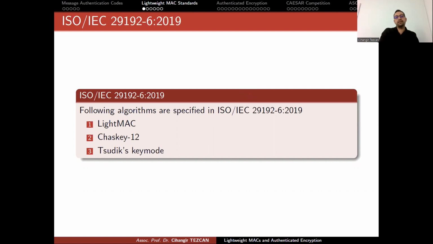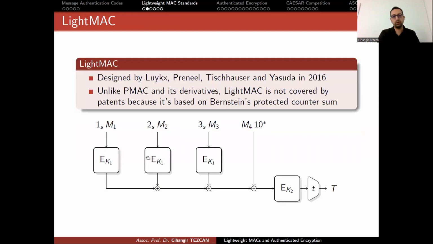Again, at the NIST side, currently we don't have any, but at the ISO part, we have 3 standards, and these standards are from 2019. So these following 3 algorithms, LightMAC, Chaskey 12, and Tsudik's keymode, are 3 lightweight MAC ISO standards. So let's look at LightMAC first.